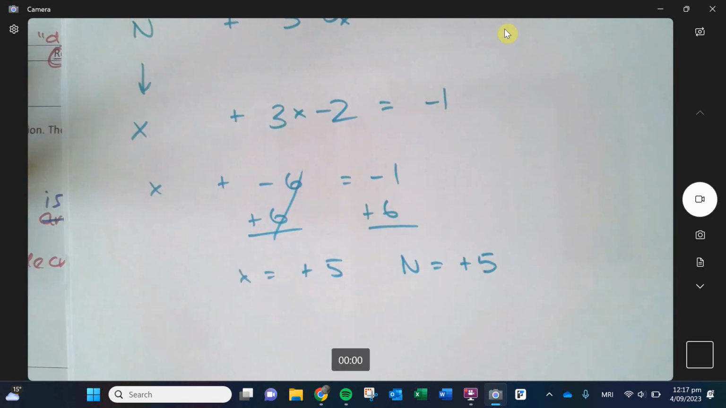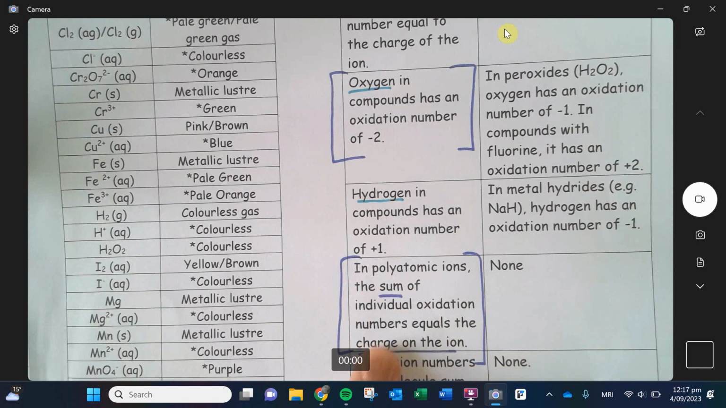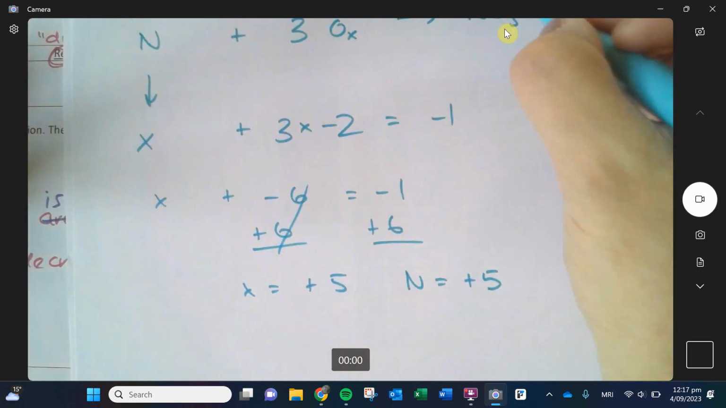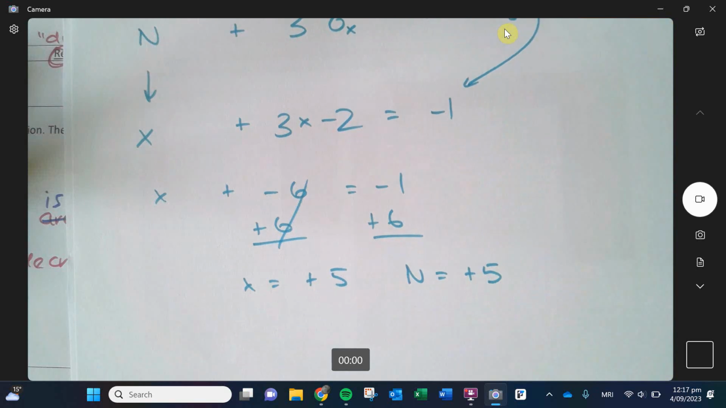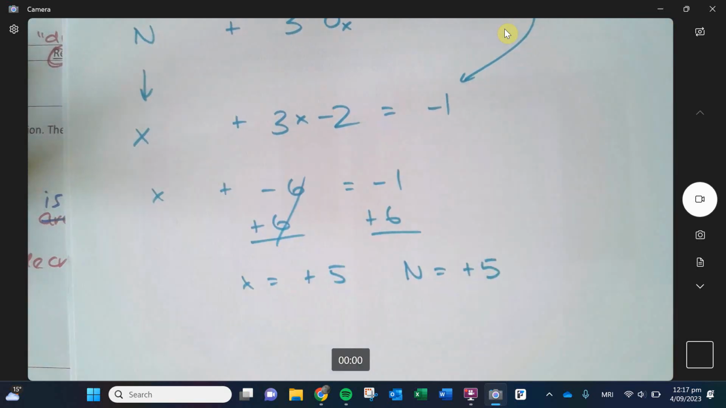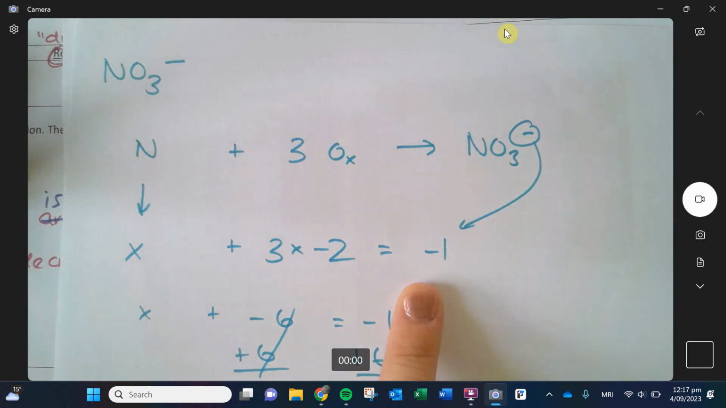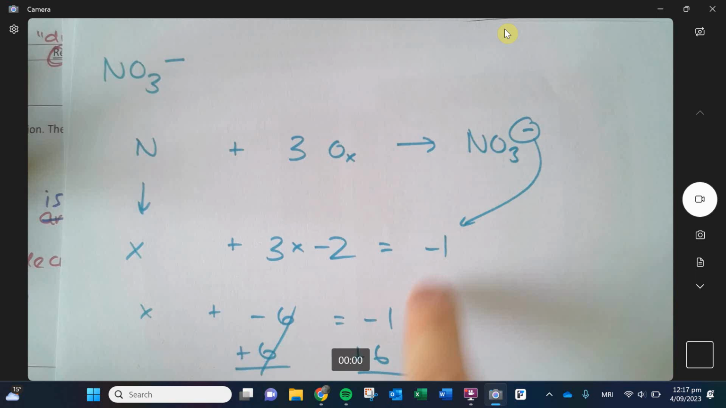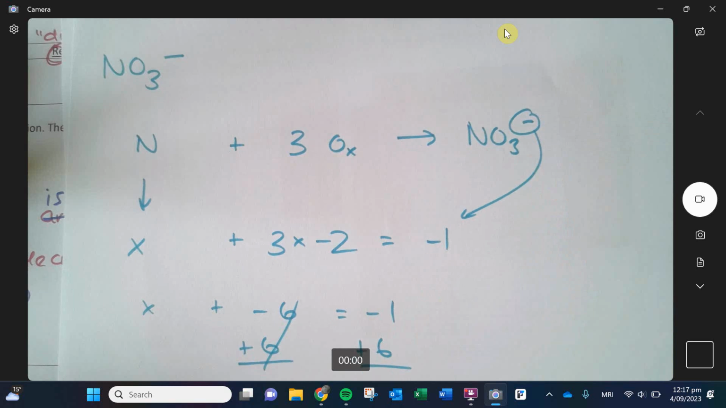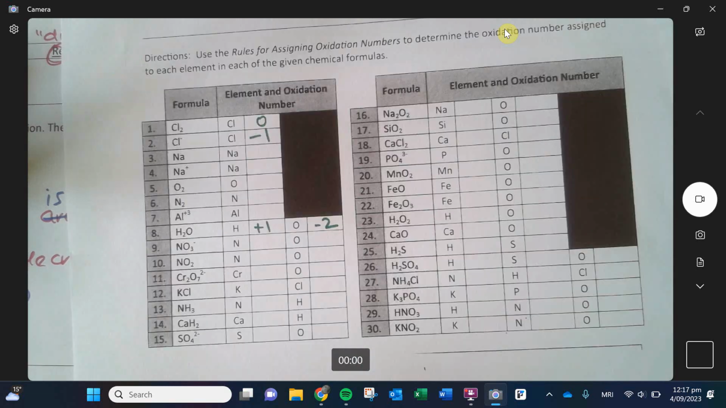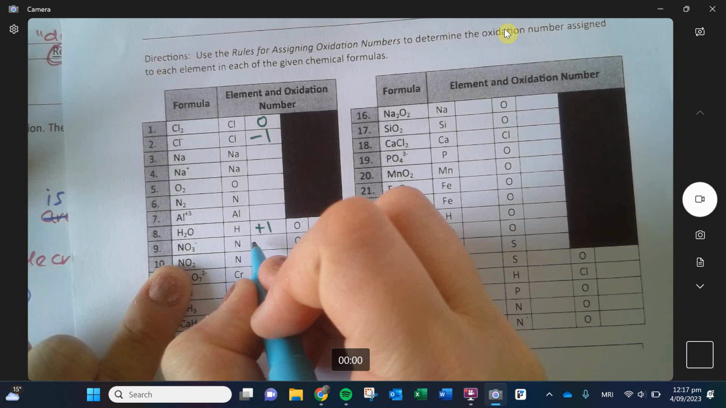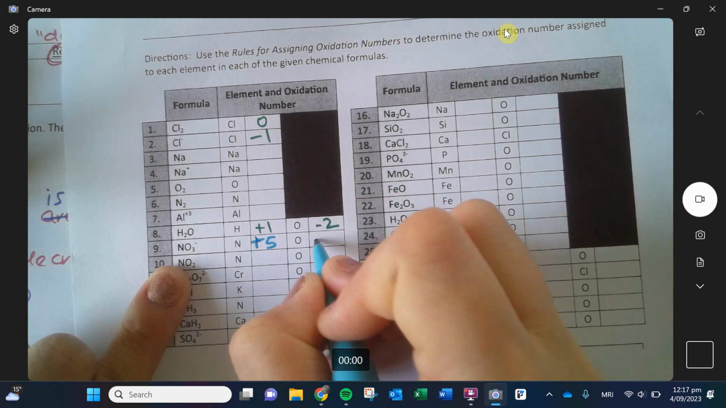So the rule is that for polyatomic ions, the sum of the oxidation numbers equals the charge. So the charge in this guy is -1. So the overall charge is -1 when I do this math. Sorry, the polyatomic ion is -1. So I'm setting it equal to -1, the charge of whatever that is. So when I go to fill in this guy over here, nitrogen's +5, oxygen's -2.